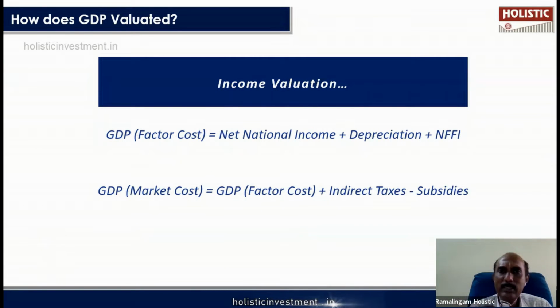There is something else we have to do: two adjustments to GDP at factor cost to make it GDP at market cost. GDP at factor cost plus indirect taxes minus subsidies makes it GDP at market cost. This is basically GDP at the production level. GDP at the market level includes indirect taxes. We have to reduce the subsidies as well. For example, electricity production cost may be higher, but because of the subsidies, the market cost is low. So that is the difference between the factor cost and the market cost.